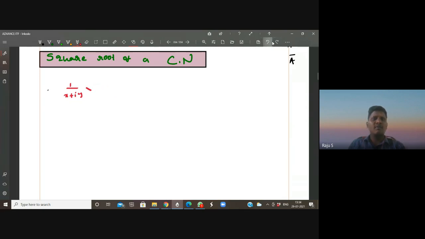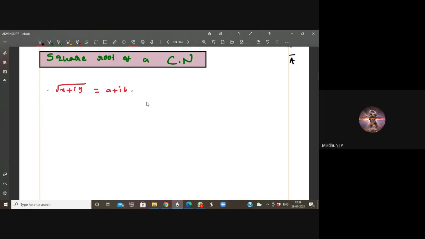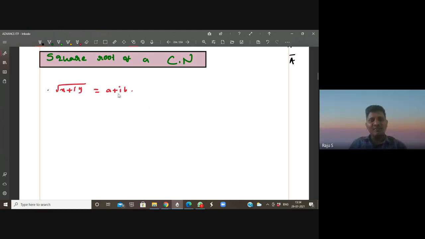But whenever it is a square root of x plus iota y, how can you change it to standard form, like a plus iota times b? Squaring on both sides, we get a square minus b square plus 2 iota ab. But I want to write in terms of x and y alone.